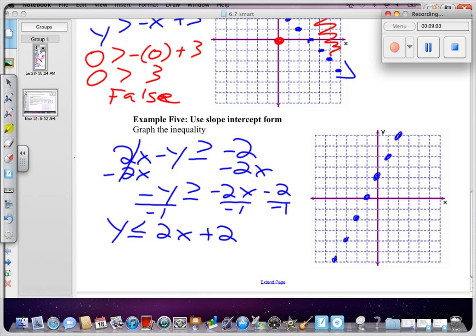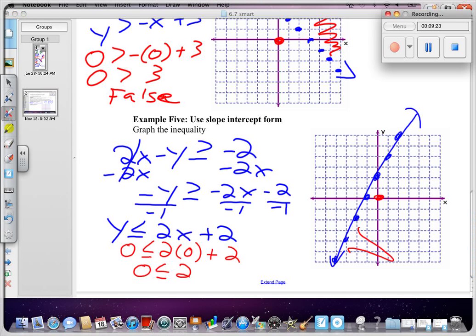All right, is this supposed to be solid or dotted? Solid. Okay, now we plug in 0. Is 0 less than or equal to 2 times 0 plus 2? What's 2 times 0? Is 0 less than or equal to 2? Yes. So we shade this side. Wait, how do you know what side you should? That's why I'm plugging in 0. So I put my dot right here on 0, and then I plug in 0. And if it is a true statement like this is, that means I shade over 0. If it's a false statement, like example 4 was, I shade on the opposite side.